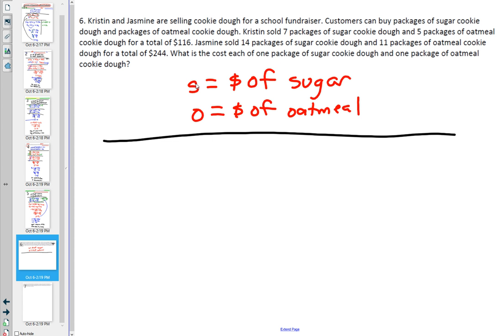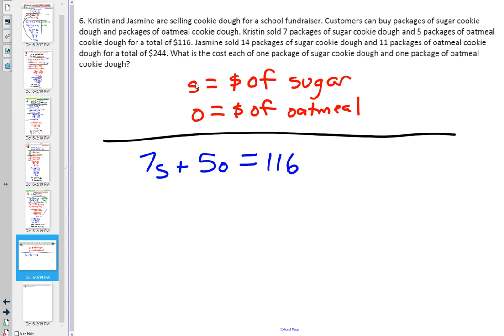Come on, let's finish. Let's look at the first sentence. Then let's do Kristen's equation. 7 packages of sugar cookie dough. That's 7S. Plus 5 packages of oatmeal. I'll put a little O there. 5O. Is equal to 116.